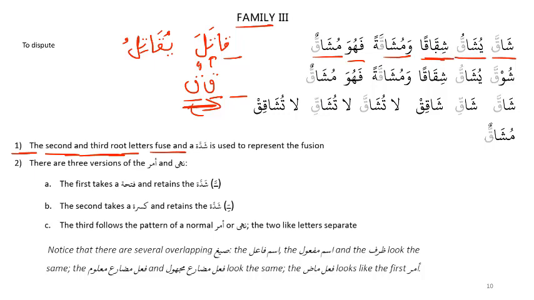In the masdar, since we have an alif in the middle, so if we look at shiqaqan wa mushaqqatan, since we have the alif in the middle, these two get separated, but where there's nothing in the middle, the two are merging together. No, this one actually the masdar is qitalan, not qatalan.